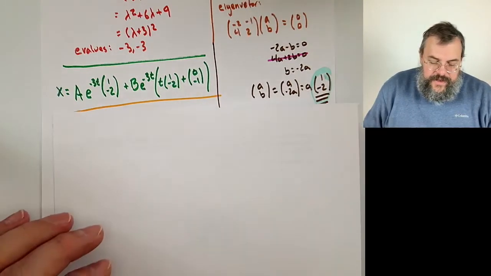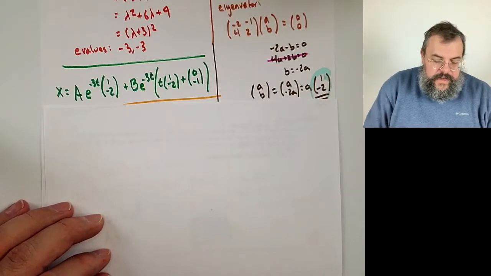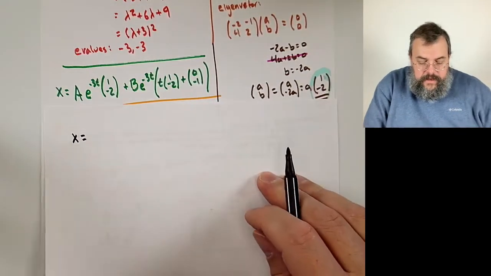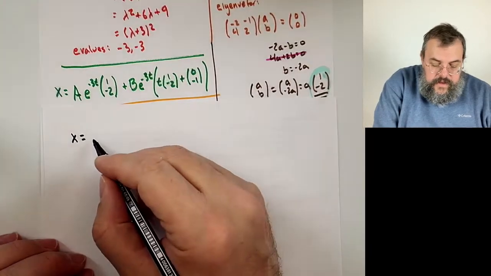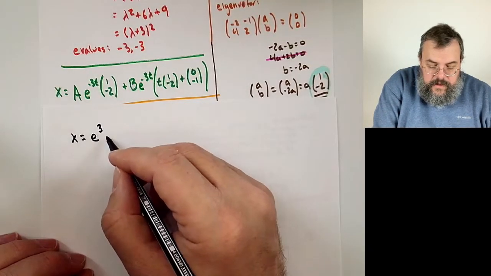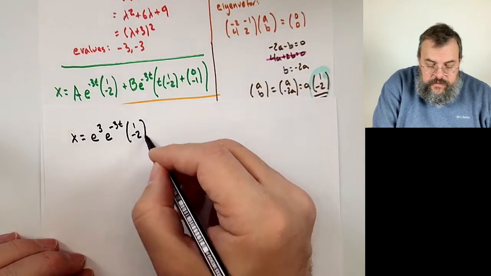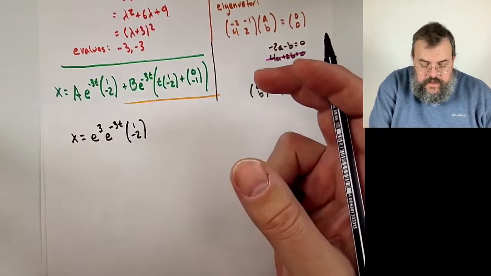Okay, so let's write what we have here. So we have now our solution. x is equal to A, and A is e to the 3. So that's e to the 3, e to the minus 3t, (1, minus 2). And B is minus e to the 3.